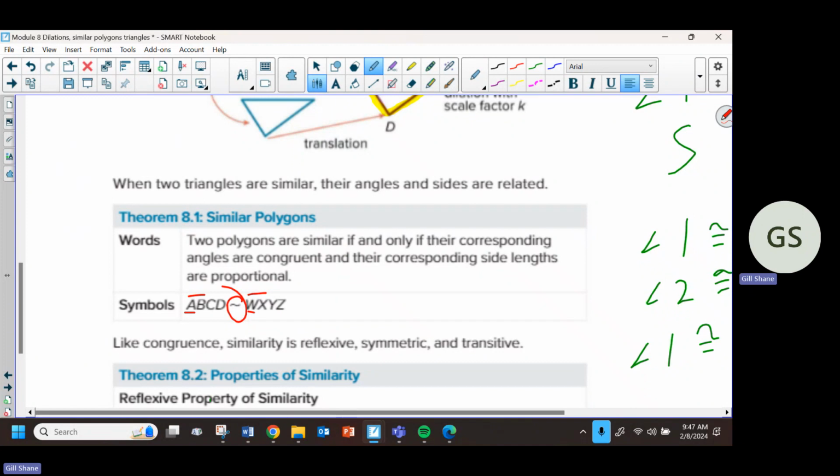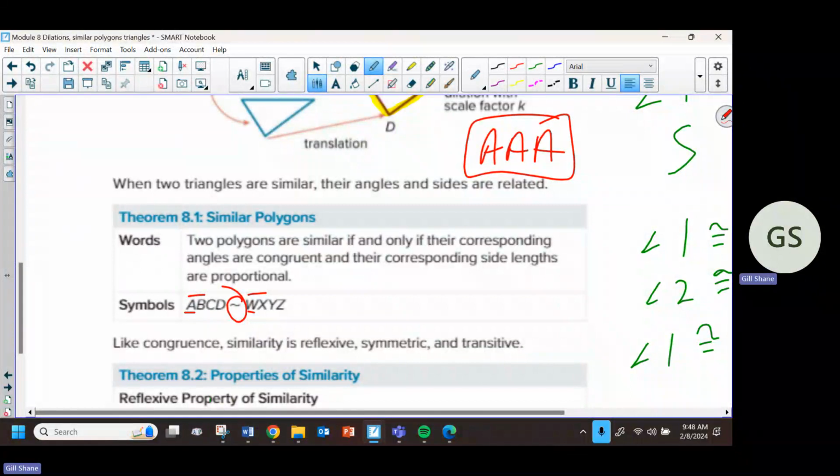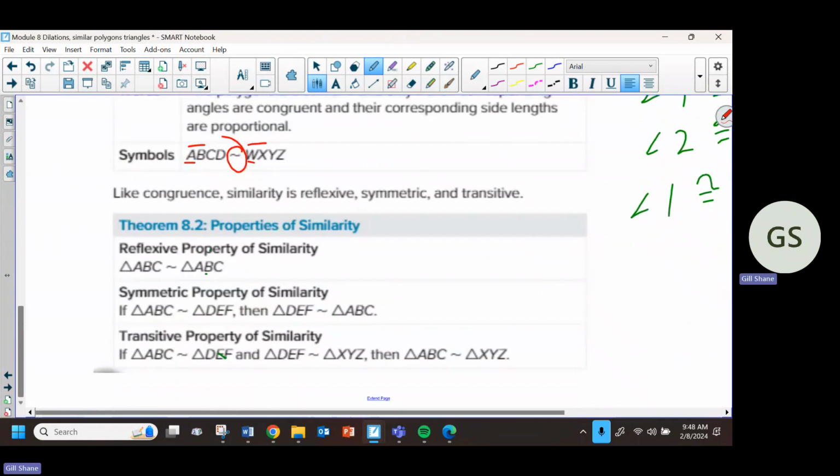That was back when we said AAA does not prove congruence, remember? That one didn't prove congruence, but we did say the angles don't change, but the sides do, so they're not congruent. This does prove similarity. If the angles are the same, then the figures are similar. Not congruent necessarily, but similar. So that's that symbol. We'll get to that other thing in a minute, so I'm not spending more time on that.